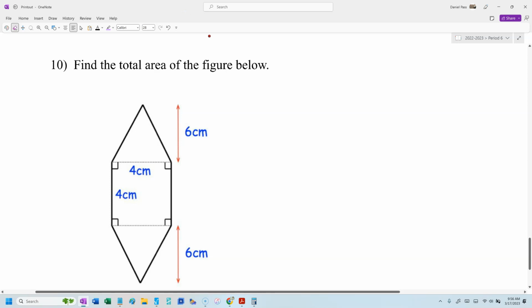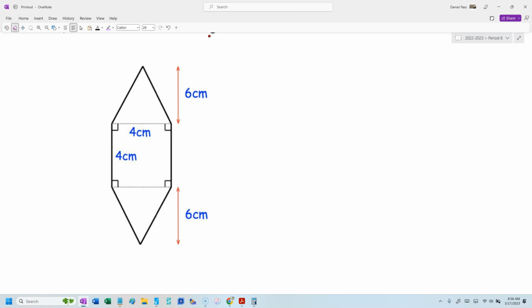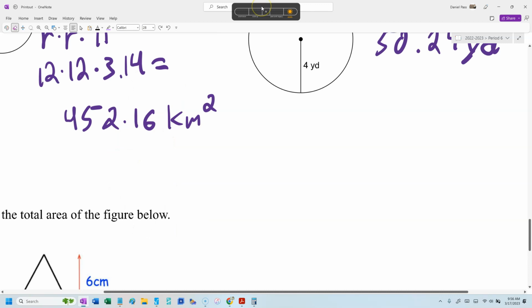Okay, lava. So, we need to find the area. Well, first you multiply 4 times 4 in the square. Okay, so we're finding the middle square first. Did you all do that first?